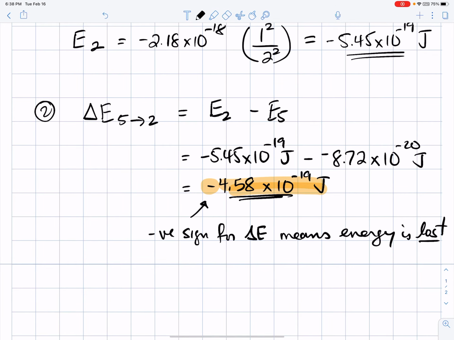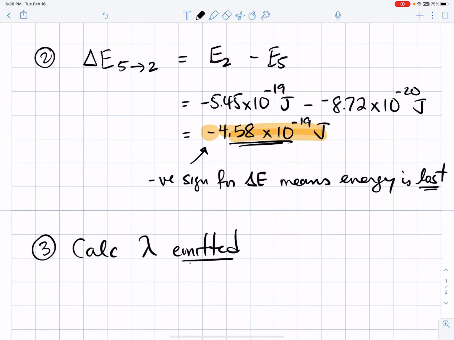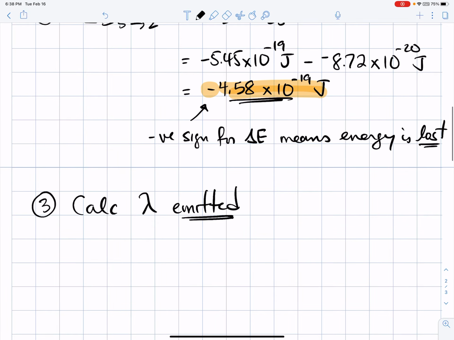Okay, which makes sense. We're going from a higher energy level to a lower level, so some energy is going to be lost. That energy that's lost comes out of the atom as electromagnetic radiation. So we're going to now calculate what wavelength of light is emitted. So step 3, calculate the wavelength emitted. Emitted means released. Since we're losing energy, light is going to be released, emitted.